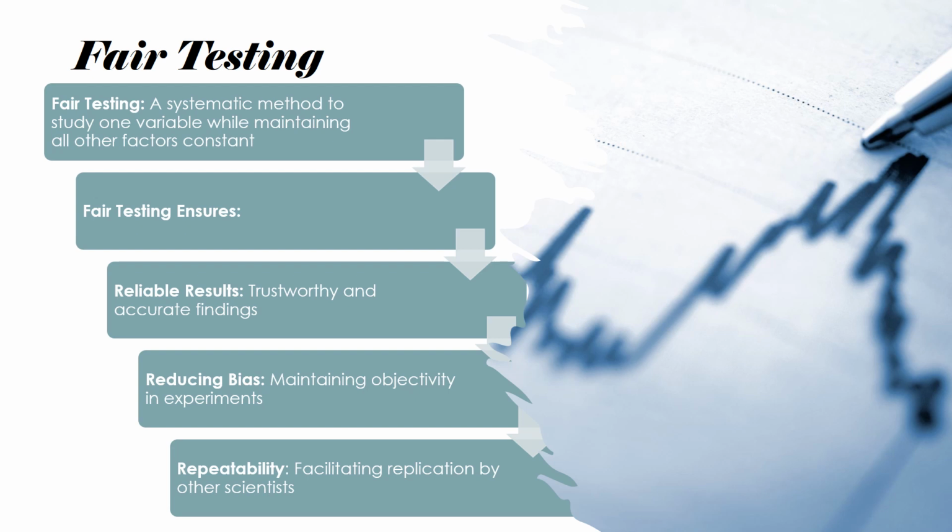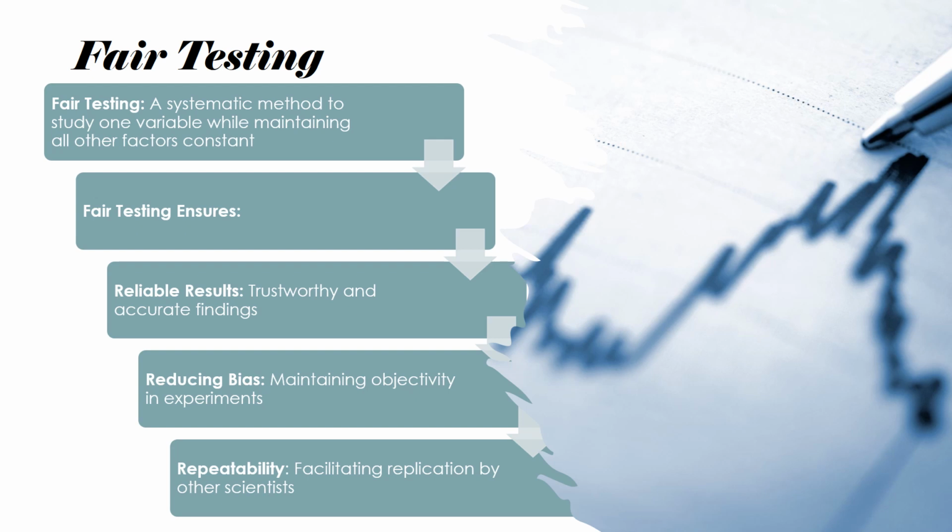1. Reliable results. FAIR testing ensures that our results are trustworthy and accurate. By isolating the variable we're interested in, we can confidently say that any observed changes are a direct result of that variable, not other factors.